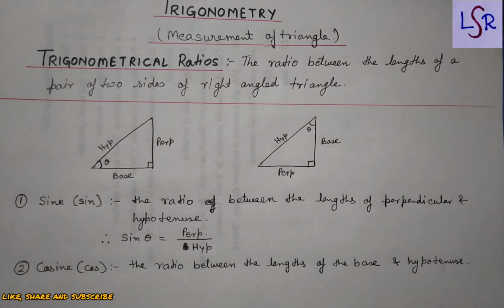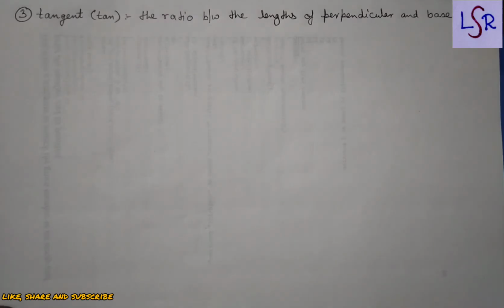Now the next one is cosine. It is defined as the ratio between the lengths of the base and the hypotenuse and is represented as cos theta equals base upon hypotenuse. Then the next ratio we have is tangent, which is defined as the ratio between the lengths of perpendicular and base and is represented as tan theta equals perpendicular upon base.